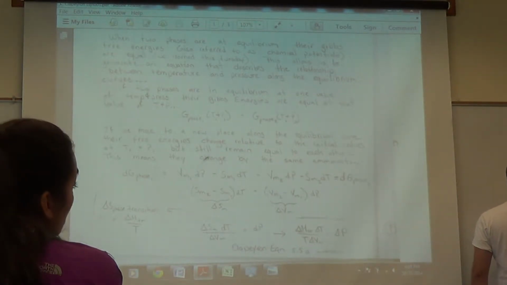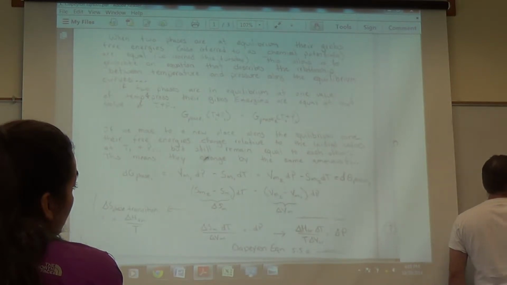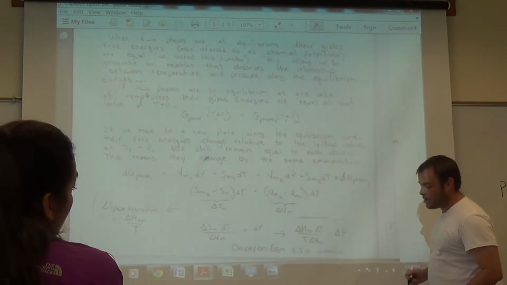What we're going to be doing here is trying to build an equation that describes for us the relationships between pressure and temperature along the curves in our phase diagrams.